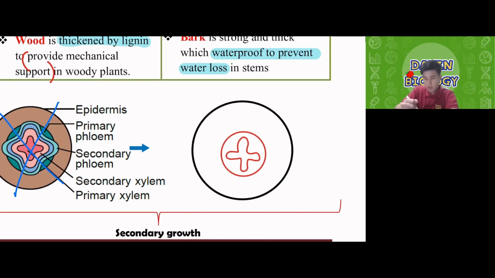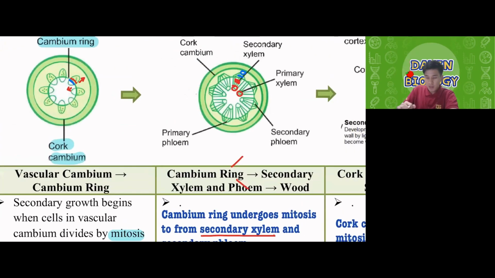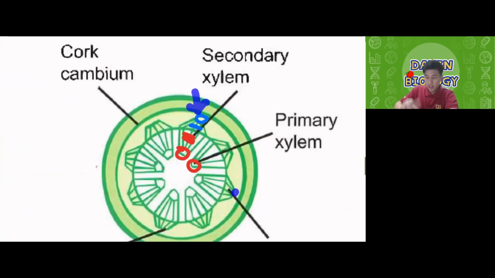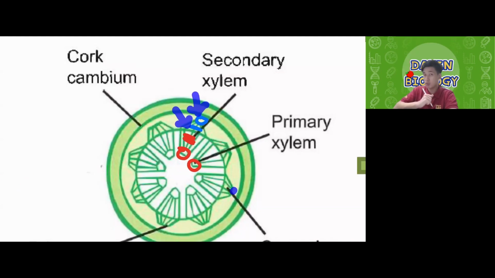Your vascular cambium will be here. So same like the stem, right? Secondary xylem is inside. Primary xylem is inside. Secondary xylem is closer to the ring. Okay, then what about your phloem? So just like just now, same, your primary phloem will push further away, right? And then your secondary phloem is closer to the ring.